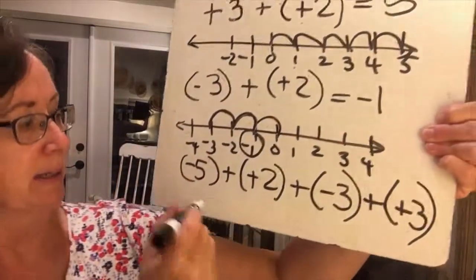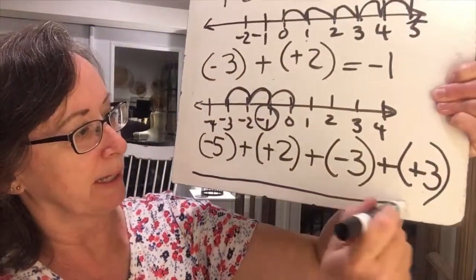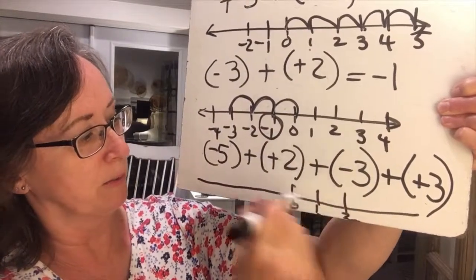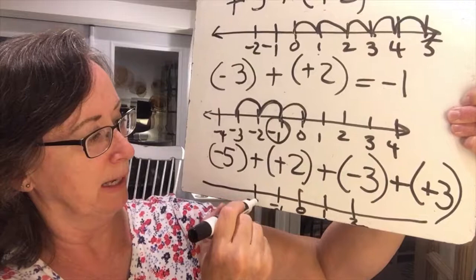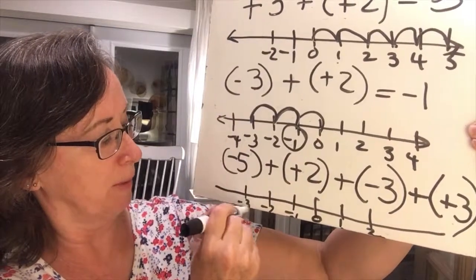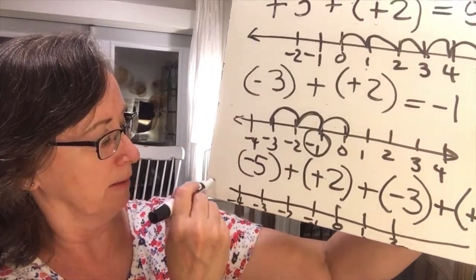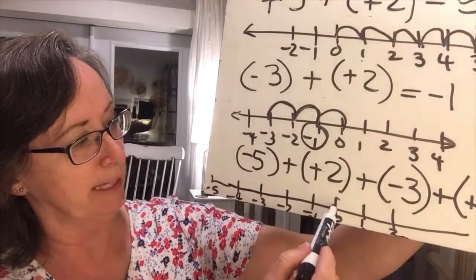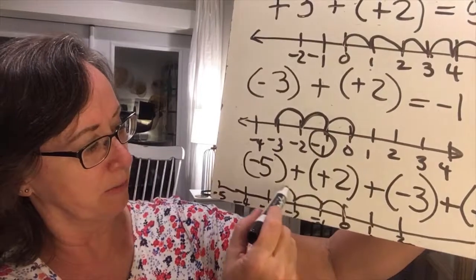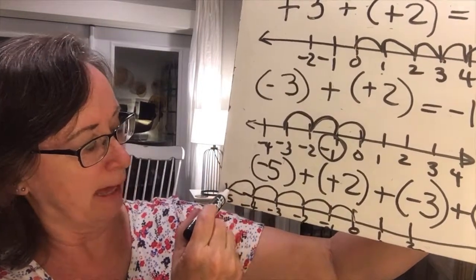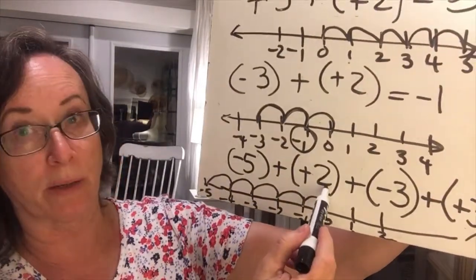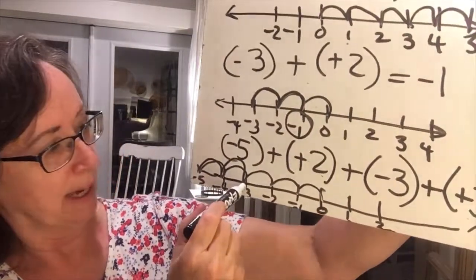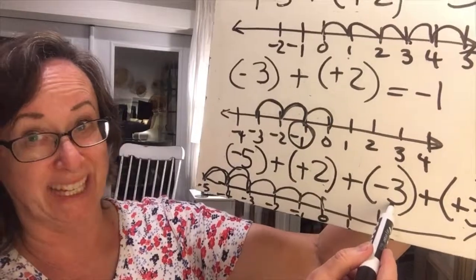And the last one, we will draw a number line here, 0, 1, 2, -1, -2, -3, -4, -5, because we're going to start and go -5 at the start. So ready? 1, 2, 3, 4, 5. And then we're going to move forward 2, 1, 2. And now we've got to move backward 3.